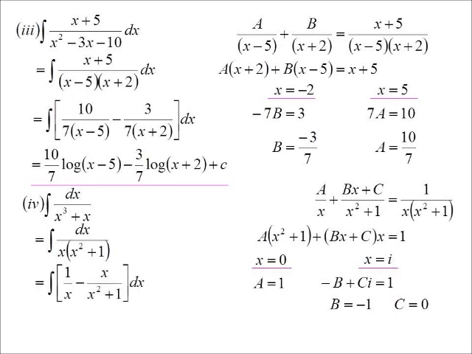Which now means I've got 1 over x, which is a log function. And actually the next one's a log function too, because x on x squared plus 1, well, the derivative of x squared is 2x. So I've got a half of log of x squared plus 1 there.